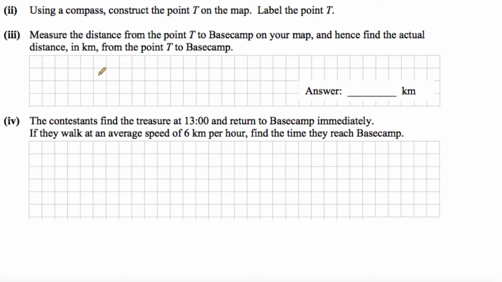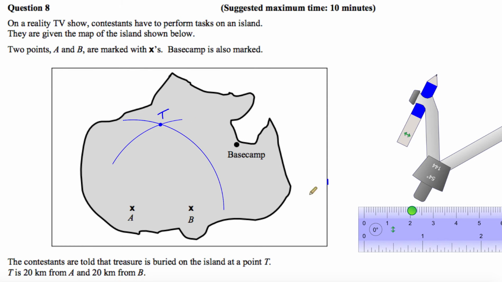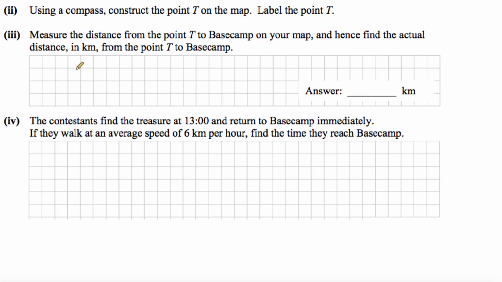Part 3 says measure the distance from the point T to base camp on your map and hence find the actual distance in kilometers from the point T to base camp. So if you measure the distance with a ruler from T to the base camp, you should get a value of something close to 3.5 centimeters. So 3.5 centimeters.